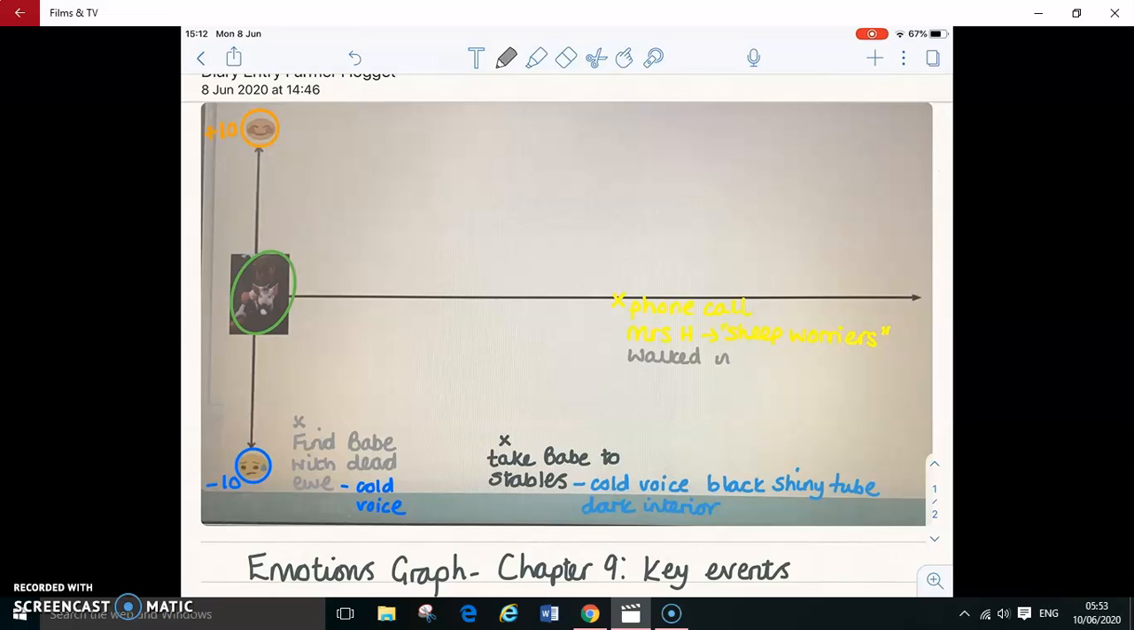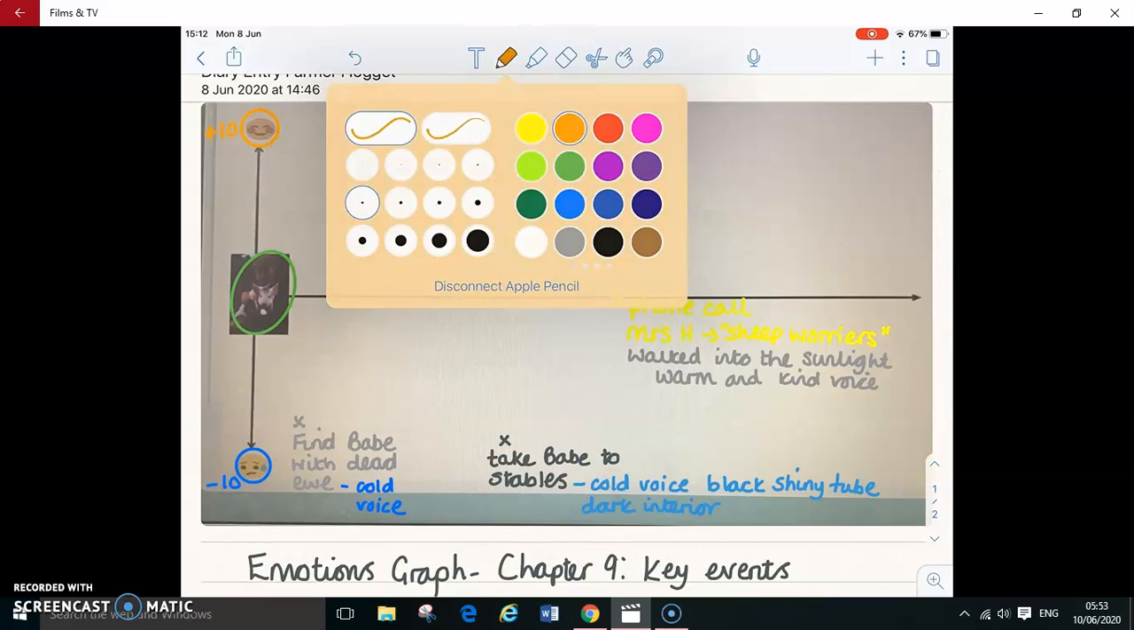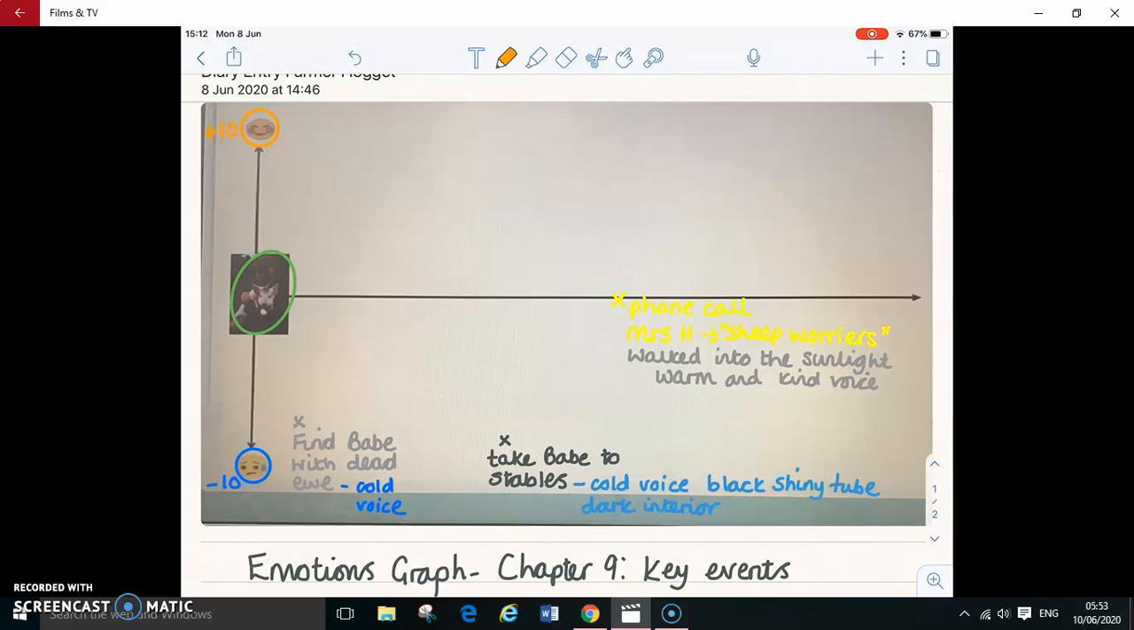And Dick King-Smith has been really clever here. He's used weather, which is called a pathetic fallacy, to show us that Farmer Hoggett walks from the dark interior of the stable, and the phrase that he uses is walked into the sunlight. So we're going from dark to light. That's showing us that we're moving from a negative to a positive. And he's also changed his voice to a warm and kind voice.